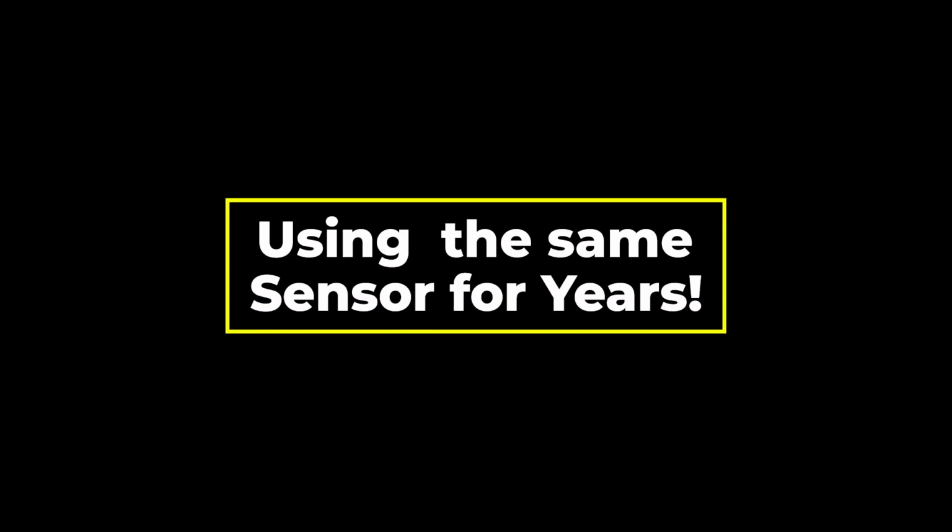Using the same sensor for ages. Yes, Olympus has used the same sensor for many cameras, and yeah, I can understand why. Probably it's cheaper to make the cameras and get a better profit, and that's totally okay. Of course, that's why they're making cameras, to make profit. But the problem is that the image quality hasn't been improved for many years.